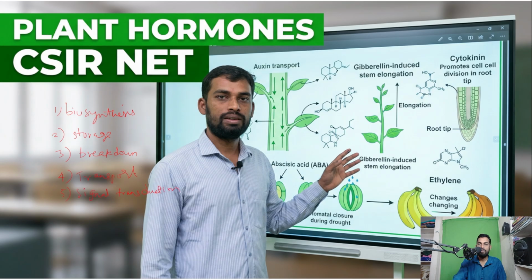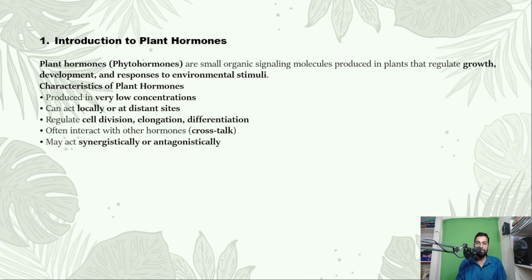Now let's go to the first slide of today's topic. Introduction to plant hormones. I already told you everything about this. They are small organic molecules produced in plants that regulate growth. Okay. These are in very low concentrations. They act locally or at distant sites. They regulate cell division, elongation, and differentiation. They often interact with other hormones and function combinedly.